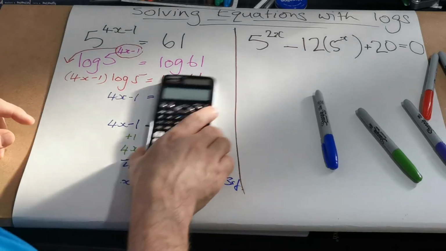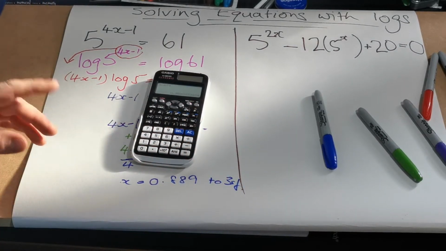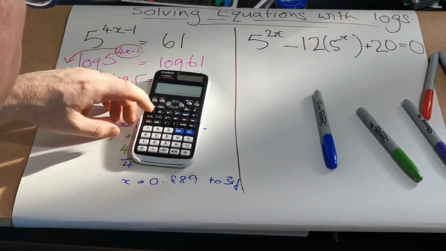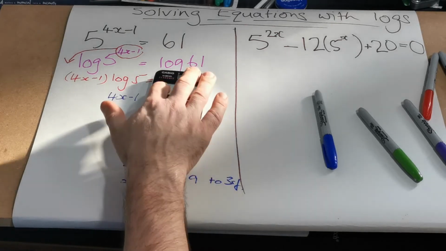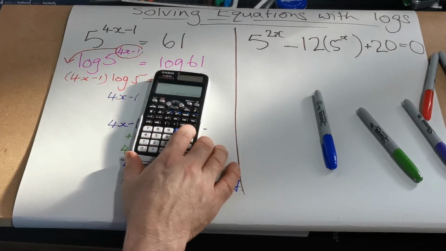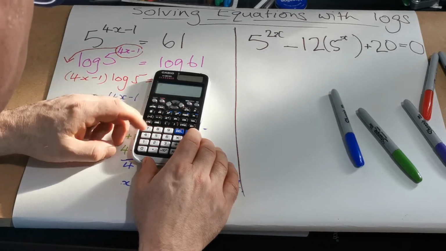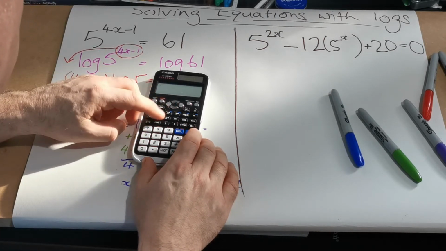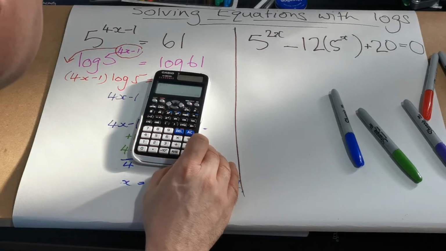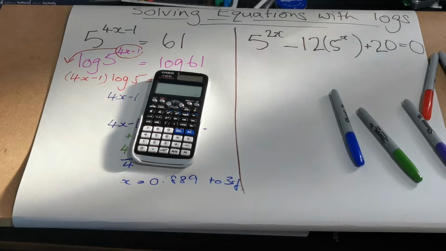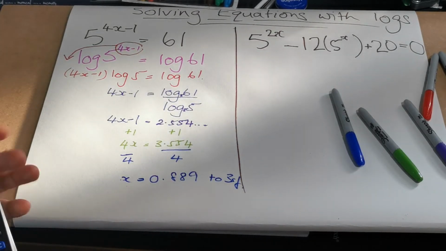So I think it would be prudent at the moment to check that back. So I'm going to store this one in memory B. So I've got my pink letter B above there, which I'll be able to get back using the alpha button. So I'm going to press 5 to the power of 4 alpha B minus 1 equals 61. Phew. So that's got us through that one.